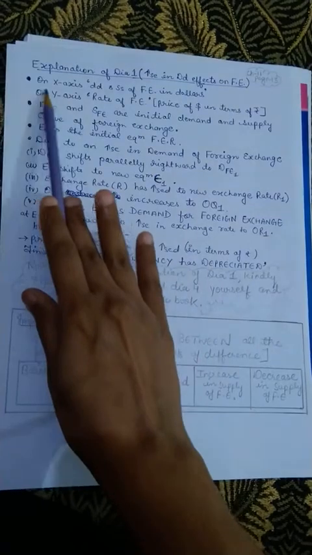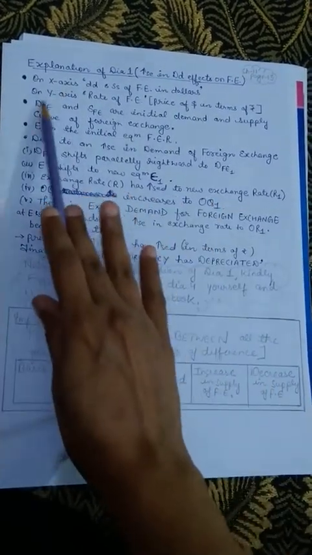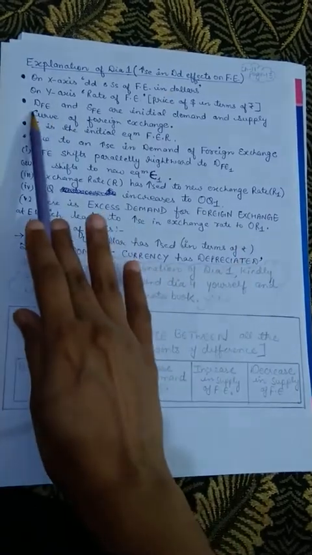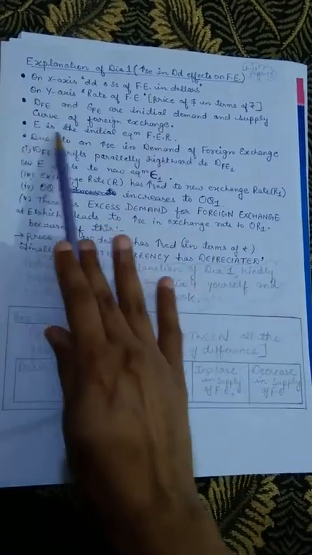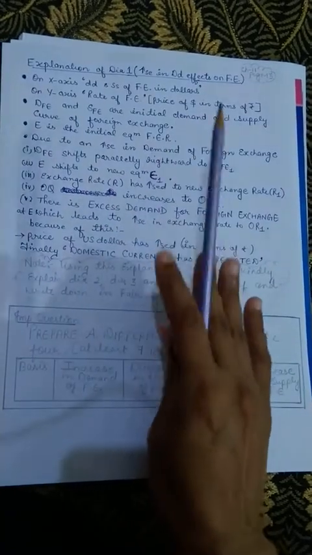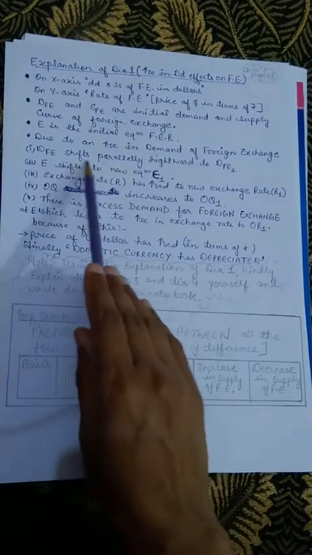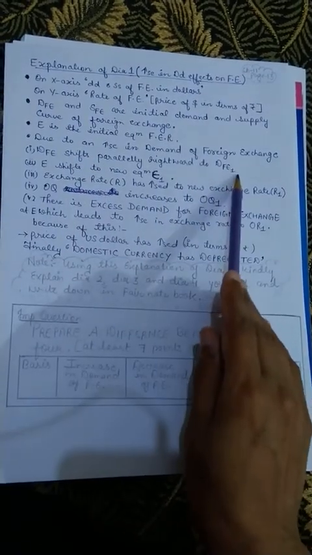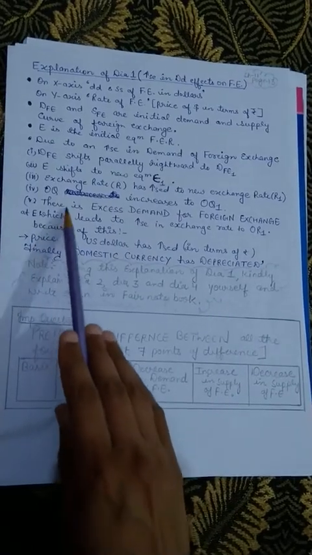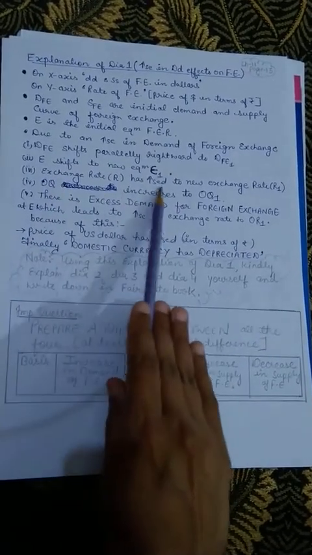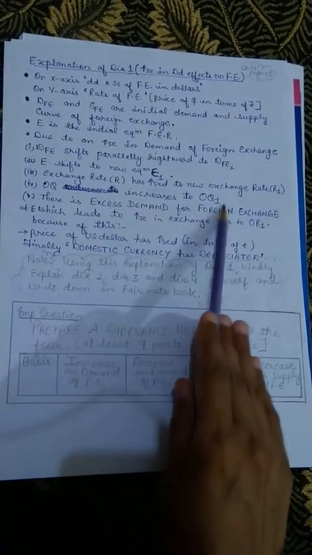You can see what I am doing. I am simply writing what we have taken on the x-axis and what we have taken on the y-axis. DFE and SFE are your initial demand and supply curves. E is your initial equilibrium rate. Then there is an increase in demand. What has happened? Your curve has shifted rightward to D1FE. You have got a new equilibrium level, and a new exchange rate which has increased. You have got a new quantity which has increased to OQ1.